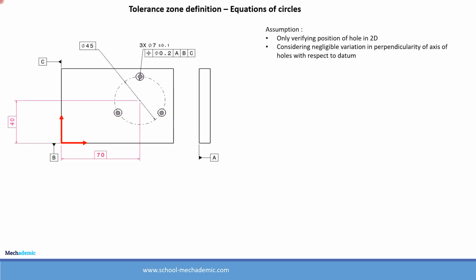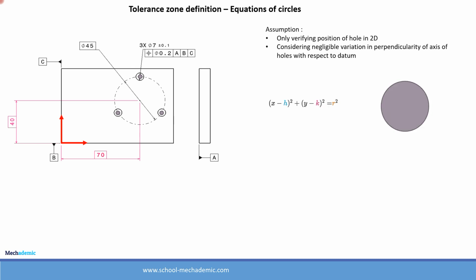Important assumptions made for the definition of the tolerance zone is that we are verifying position only in 2D. We are verifying position considering that the perpendicularity variation of these holes with respect to the datums is negligible as compared to its position. Considering this major assumption, we are going ahead with the analysis and developing the equations.